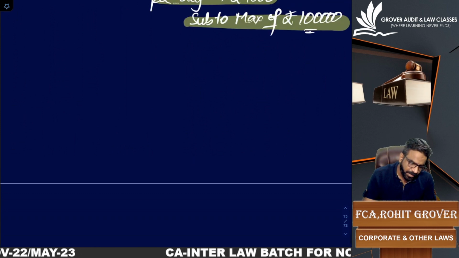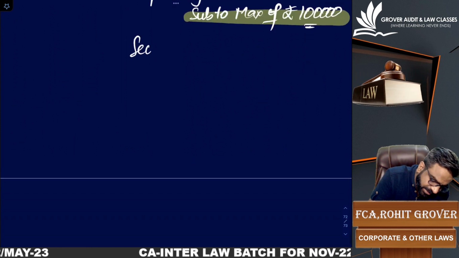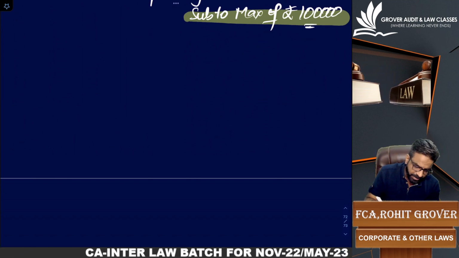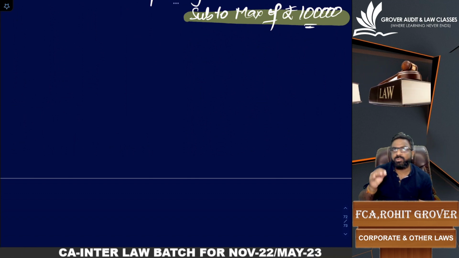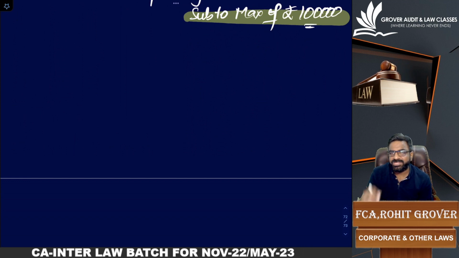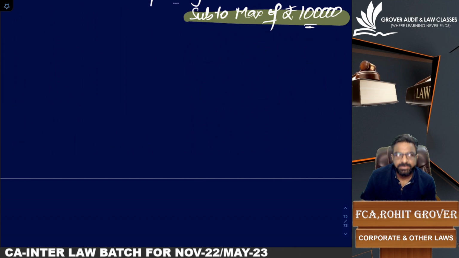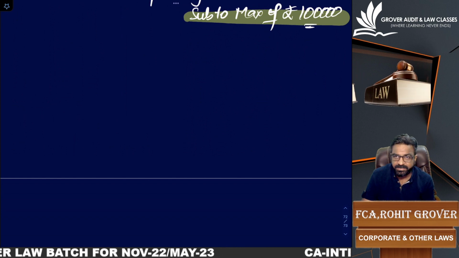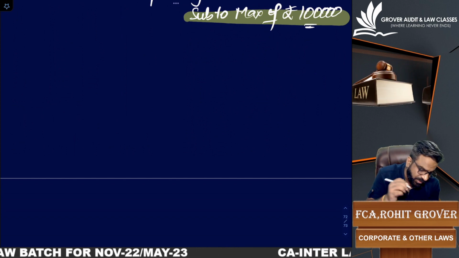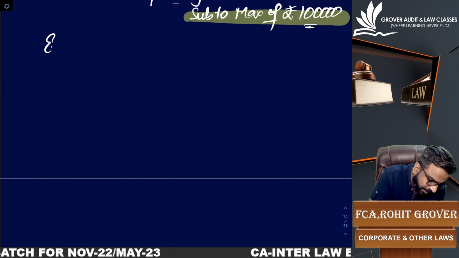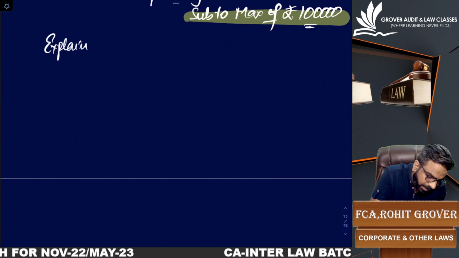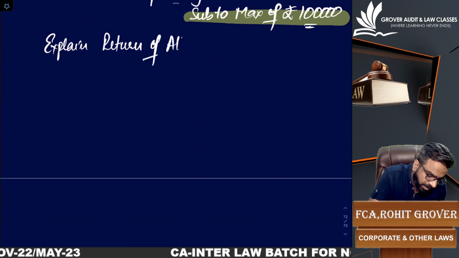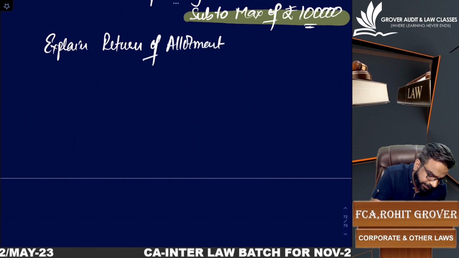This is called section number 39. Now, next section, everyone, section number 40. Before going to section number 40, let me tell you, in the 2021 January exams, in your law paper, they asked this question: explain return of allotment. Now tell me, what is the form number I told you?